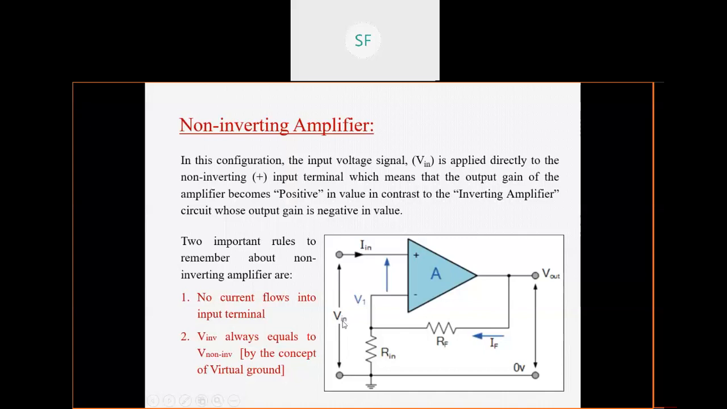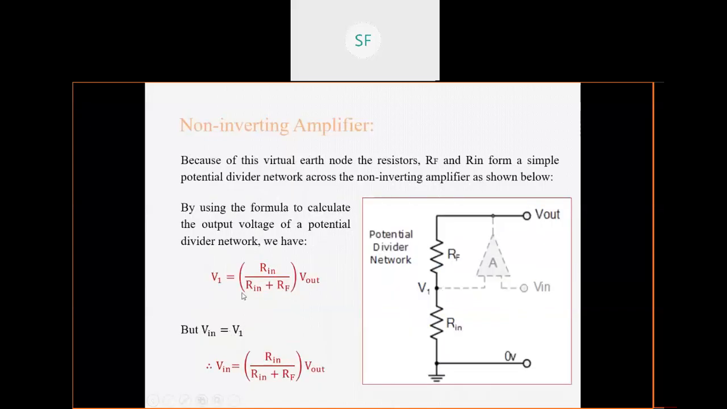But what is V1? If you observe here, V1 is nothing but the voltage across Rin, right? And IF is flowing from Vout to ground through RF and Rin, so it is forming a voltage divider network. By applying the voltage divider formula, we got this expression for V1: V1 equals Rin upon Rin plus RF multiplied by Vout.